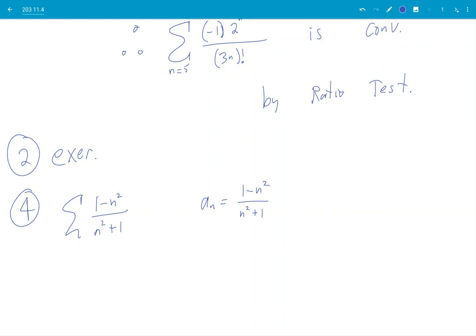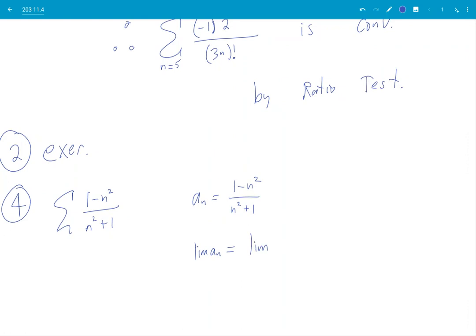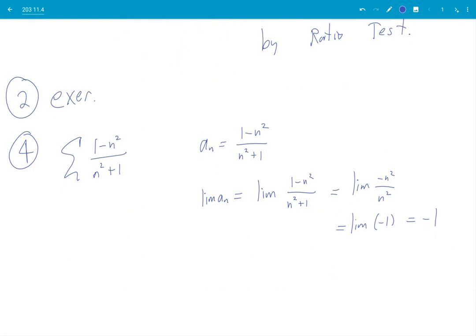I think when you're doing any series testing question, you should always check to see what the limit of a_n is. If you don't get 0, then you are a happy camper, because you are done. In this case, I'm going to get a limit of -1 ultimately. Now remember, test for divergence: if the limit of a_n is not 0, then the series is divergent. So this is not 0. Therefore, this series is divergent by test for divergence.